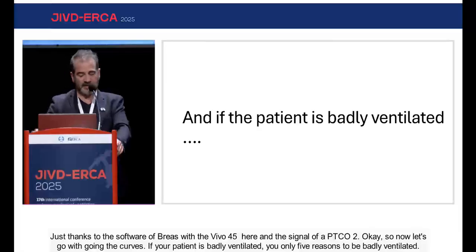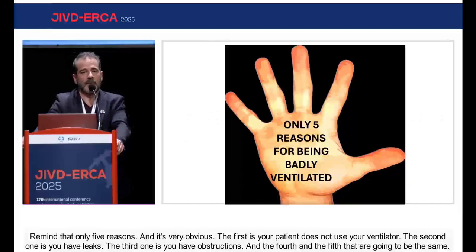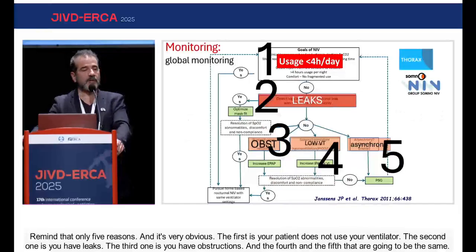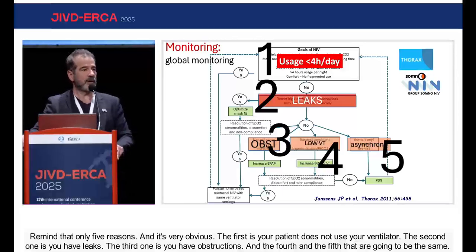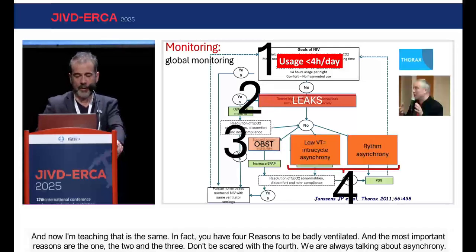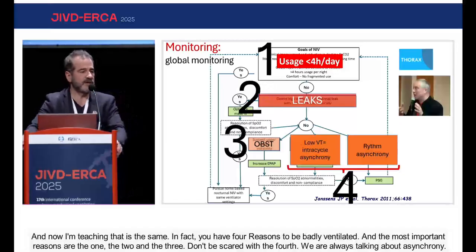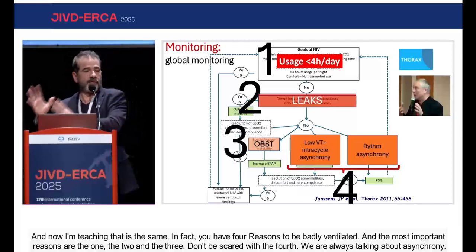If your patient is badly ventilated, there are only 5 reasons to be badly ventilated. Remember that, only 5 reasons, and it's very obvious. The first is your patient does not use your ventilator. The second one is you have leaks. The third one is you have obstructions. And the fourth and the fifth are going to be the same, and now I'm teaching that they are the same. In fact, you have 4 reasons to be badly ventilated. And the most important reasons are the 1, the 2, and the 3.